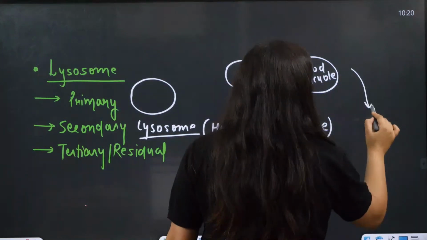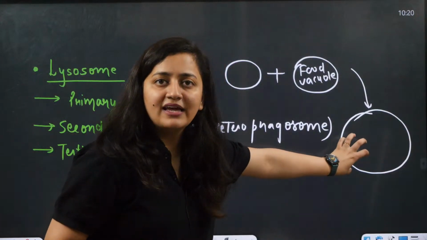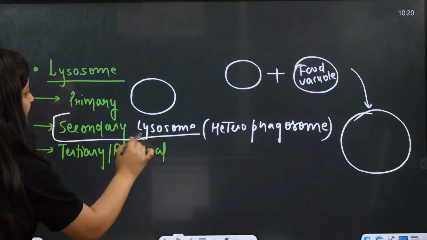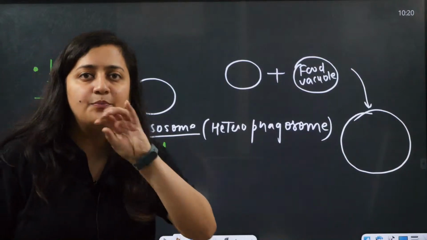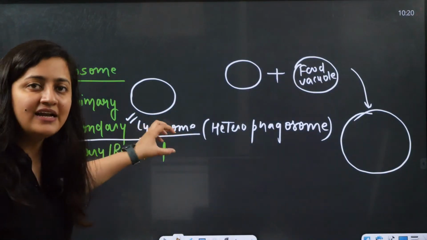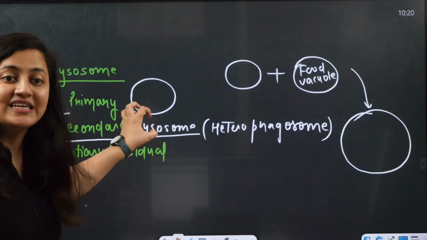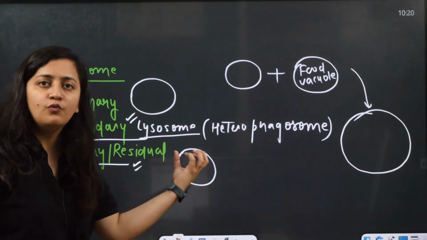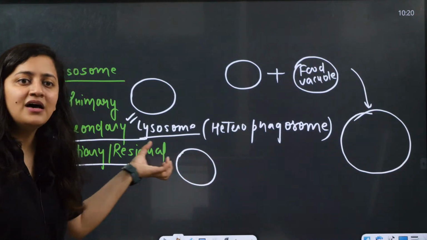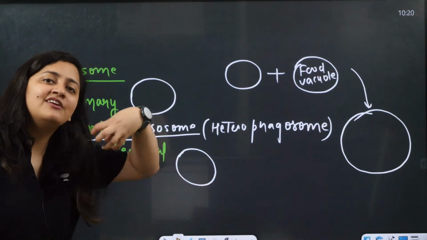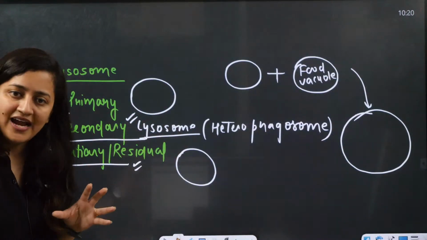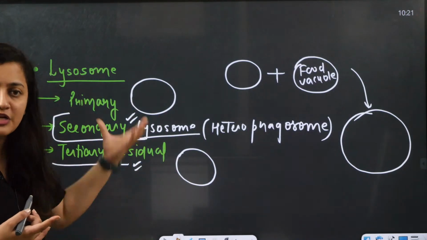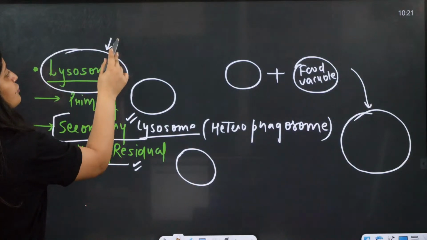Now it will fuse with the food vacuole. Obviously, here you have the hydrolytic enzymes, here you have the food vacuole, so it will help in the digestion there. So we can also call it a digestive lysosome. It is going to digest the food present there. Now after the digestion, whatever is left in the lysosome becomes the residual lysosome, and then it will throw it out. In that way it shows different shapes, and even the function is different. That is why we say that lysosome is the organelle which shows polymorphism.